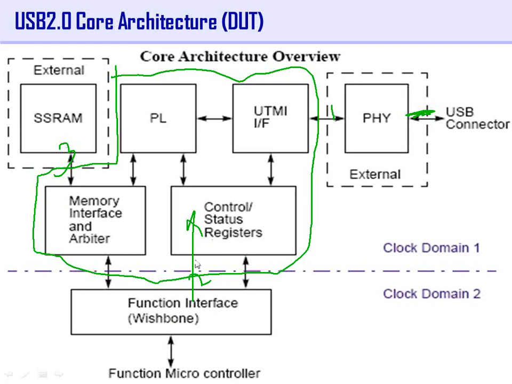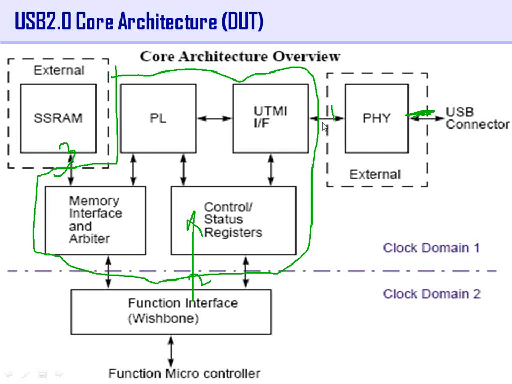What is the other requirement of the function interface? Completing DMA requests; DMA read and write requests it completes. What is the other requirement? Handling interrupts. When an interrupt comes, it has to service that interrupt. So what are the three requirements of the function interface? Programming registers. Second, completing DMA requests. Third, handling the interrupts.